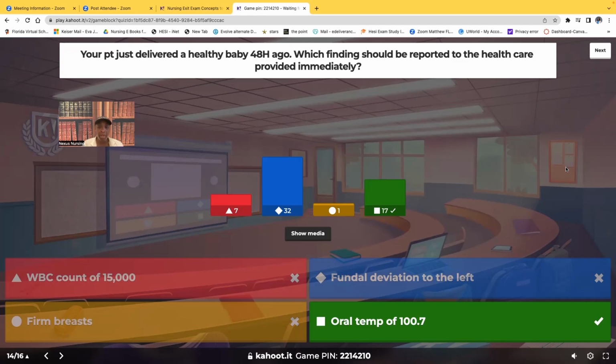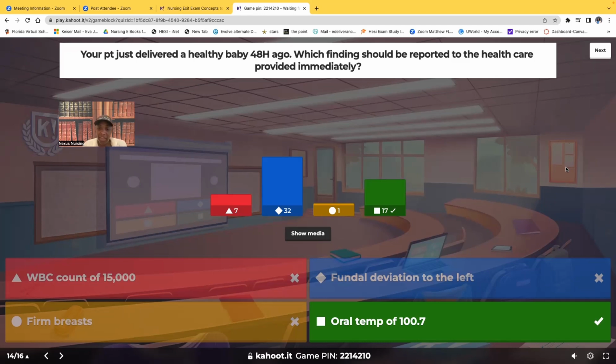Now, let's talk about the other two. I'm happy only one person chose firm breast. Firm breast is normal. What do you think is causing the breast to be firm? Milk. She just delivered a baby. She's got milk in her breast. Firm breast, we're not going to report that to the healthcare provider.